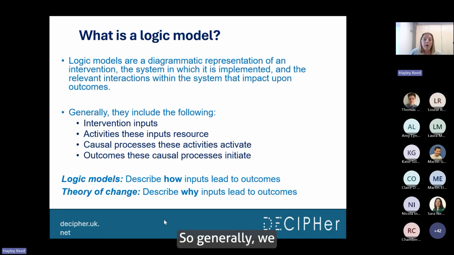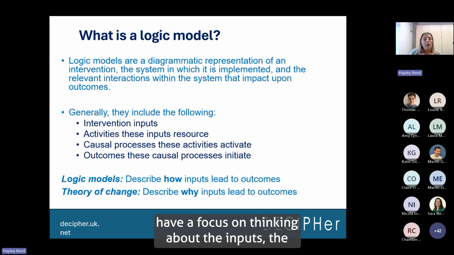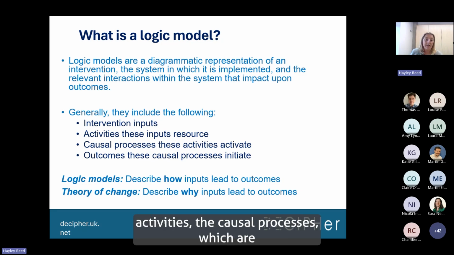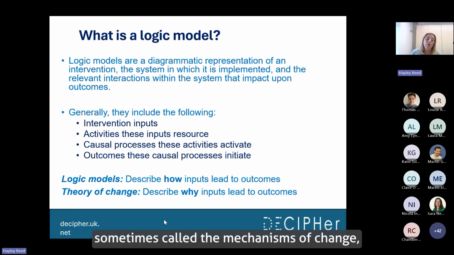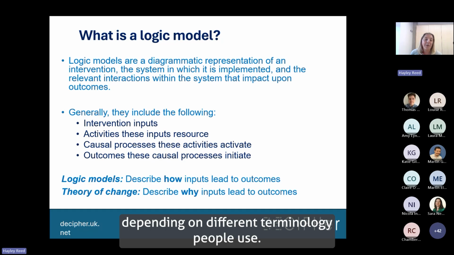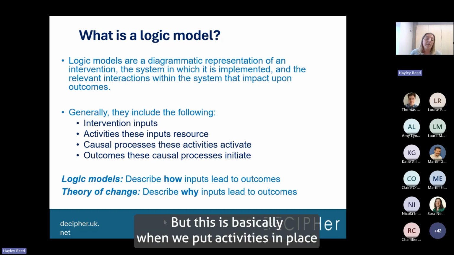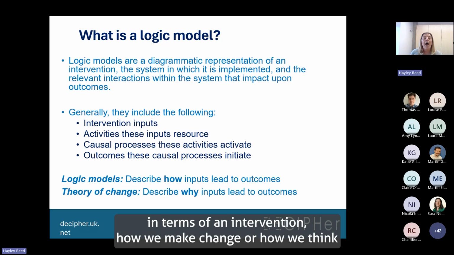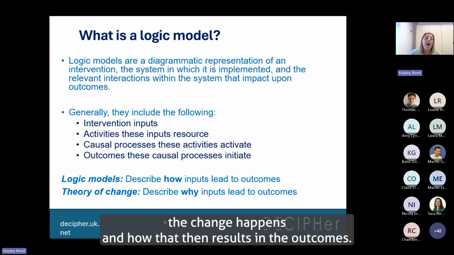So generally, we have a focus on thinking about the inputs, the activities, the causal processes, which are sometimes called the mechanisms of change, or the outputs, depending on the different terminology people use. But this is basically when we put activities in place in terms of an intervention, how we make change or how we think the change happens, and how that then results in the outcomes.